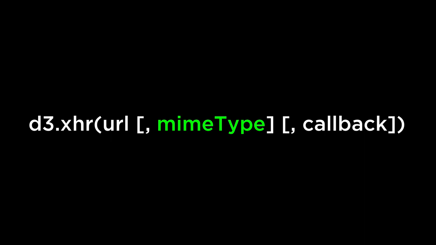When we use the D3 data type specific methods, we can ignore setting the MIME type because D3 will make sure the right content type is requested. The callback is the JavaScript function that will be executed when the asynchronous XHR call returns. The XHR call will either result in the resources being loaded or the request will fail.